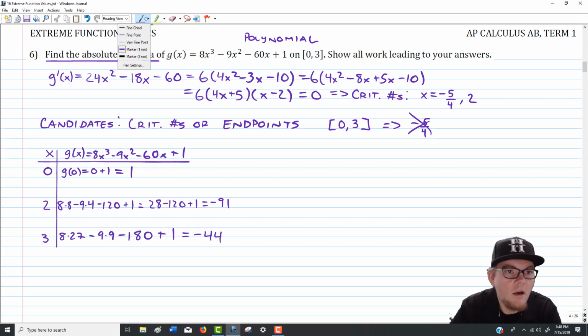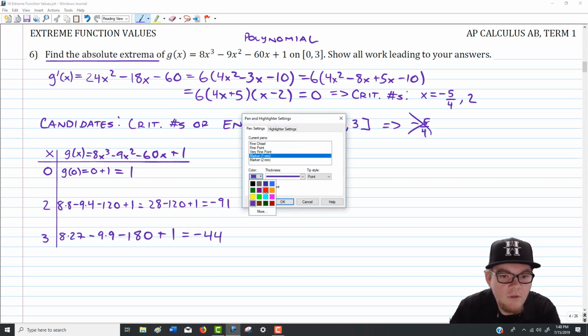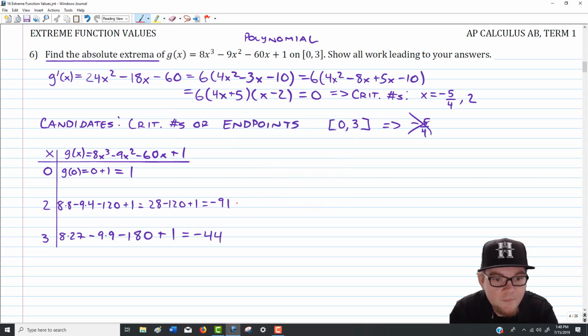So from here, to make our decision on what our extrema look like, we look for the biggest and the smallest. Clearly the smallest is going to be -91. That's our smallest y value, which means that the absolute minimum occurs there. And the largest, weirdly enough, ends up being at literally y equals 1, or g of x equals 1. It's kind of crazy.